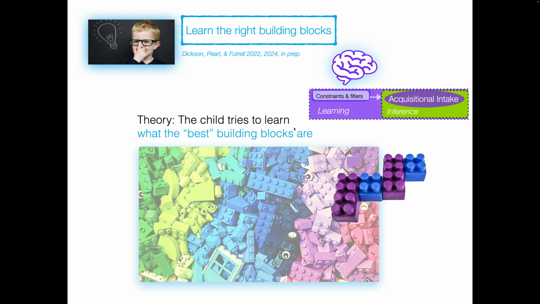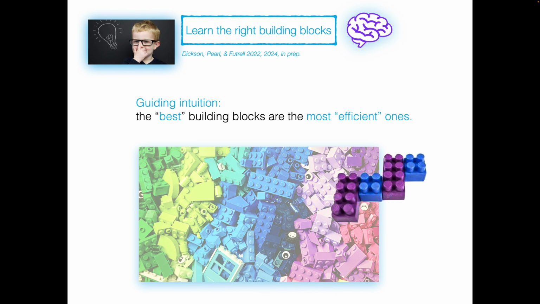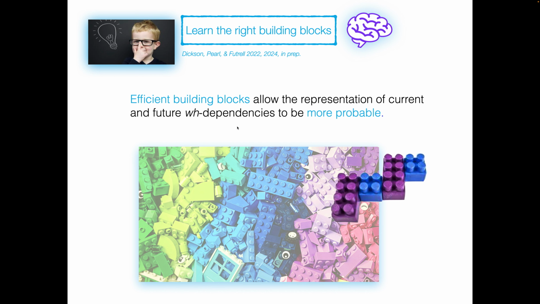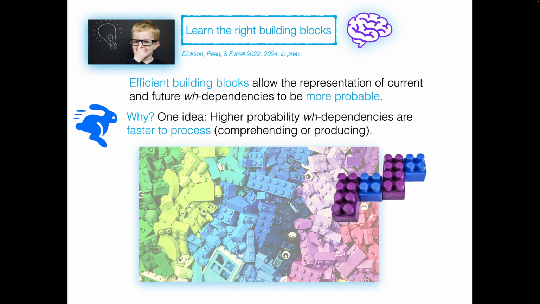And so the theory then is the child's trying to learn what the quote-unquote best building blocks actually are. That's what learning is about. And what does best mean? Great question, right? The guiding intuition is that the best building blocks are the most efficient ones. So what does that mean? The idea is that efficient building blocks will allow the representation of current and future WH dependencies to be more probable.